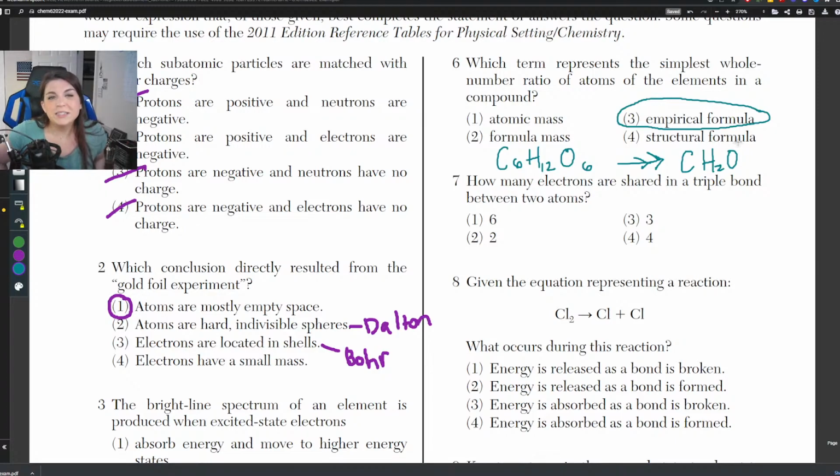The atomic mass is the sum of all of the elements, or all of the atoms. No, this is the sum of all the masses of all the atoms. The formula mass is the same thing, and structural formula is like a Lewis structure when you draw it.